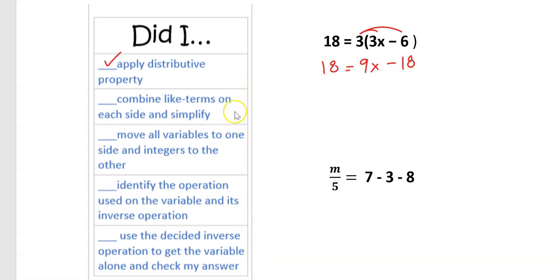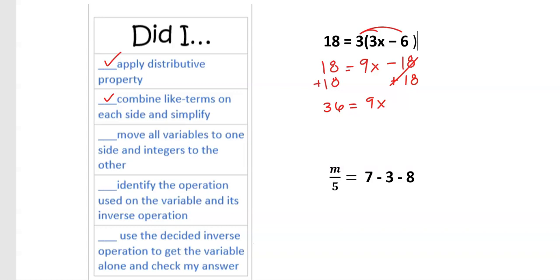Next, we're going to combine like terms on each side. So we have no other terms on this side, and we do have a like term here. So we're going to take this like term and swing it over to this side. So 18 plus 18 is going to give us 36, and this cancels out. Okay? So we've now moved all variables to one side and integers to the other, and now we're left with a one-step equation. 36 equals 9x.